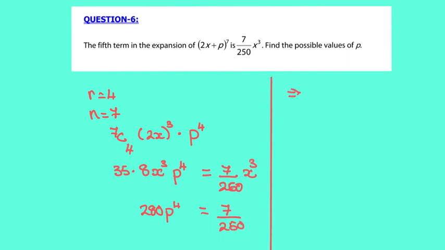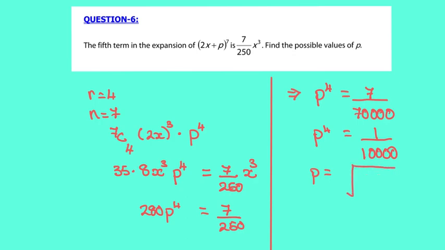Therefore, p to the power of 4 is equal to 7 over 70,000. p to the power of 4 is equal to 1 over 10,000. p is equal to the fourth root of 1 over 10,000. So p is equal to plus or minus 0.1.